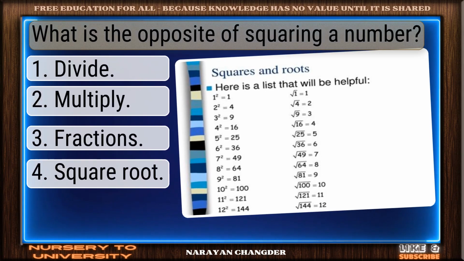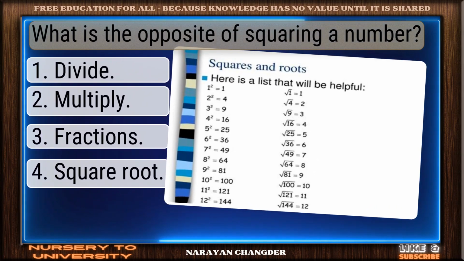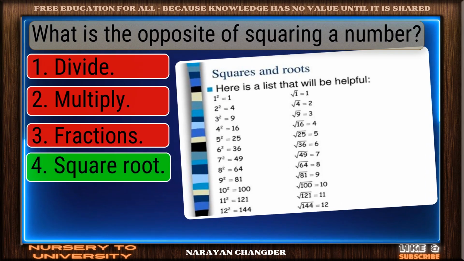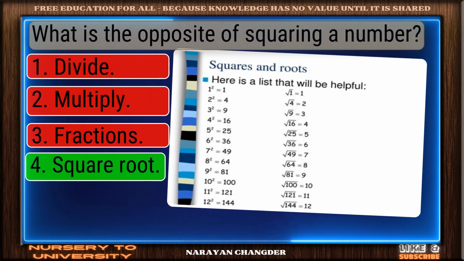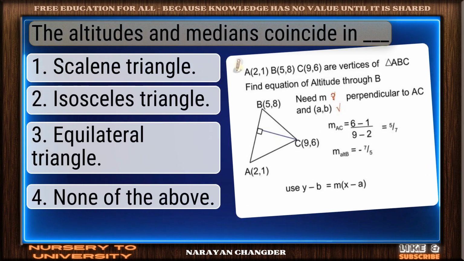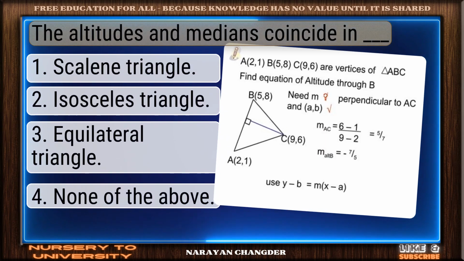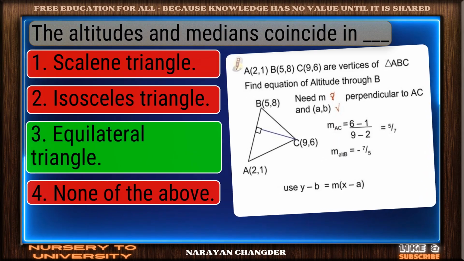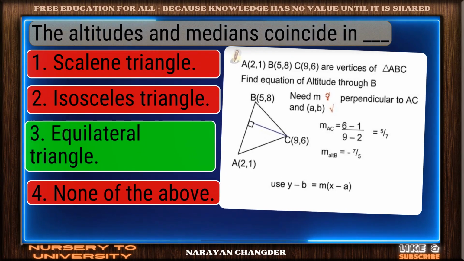Question number 196. What is the opposite of squaring a number? Well done. Square root is the right choice. Question number 197. The altitudes and medians coincide in dash. Excellent choice. Equilateral triangle is the right answer.